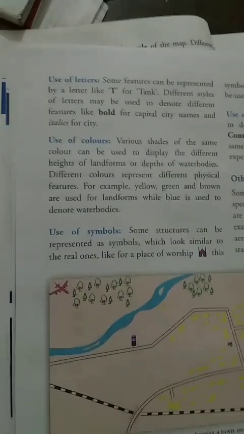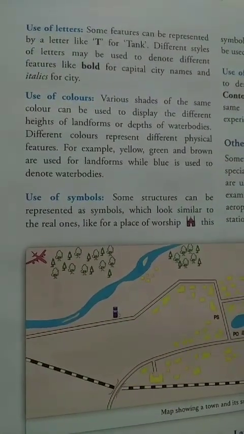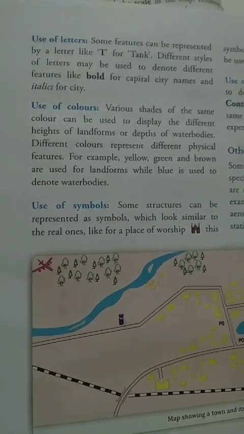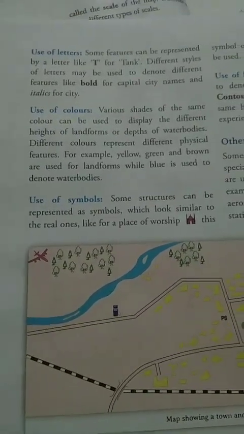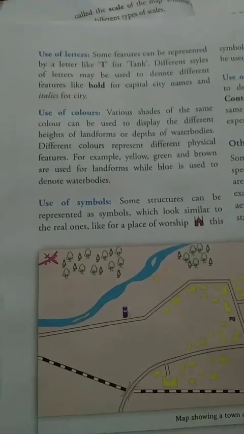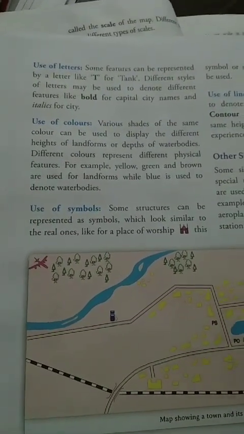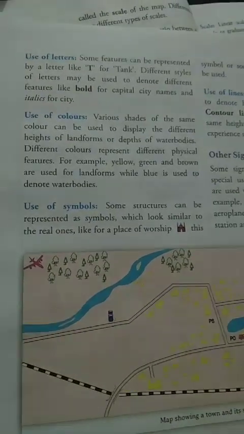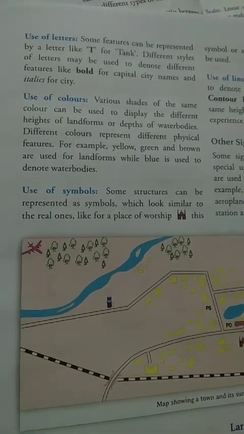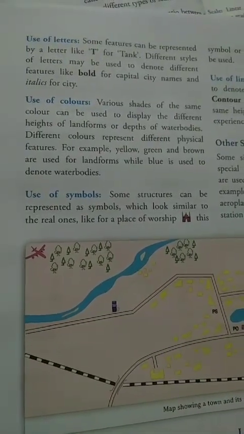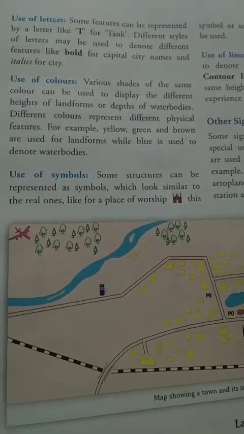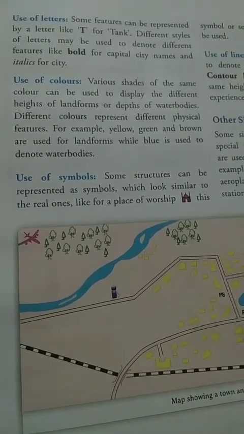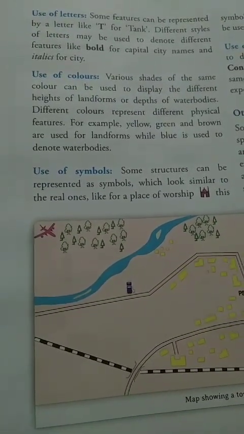This topic is signs and symbols. Now let us study the various signs and symbols which are shown on the map. The first is the use of letters. On the map, some of the features can be represented by letters. For example, in order to show a tank, we can show it with the letter T. Now the next is the use of colors. On the map, various colors are used, and these colors also show some specific information.